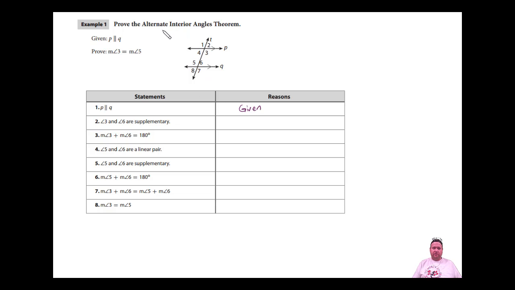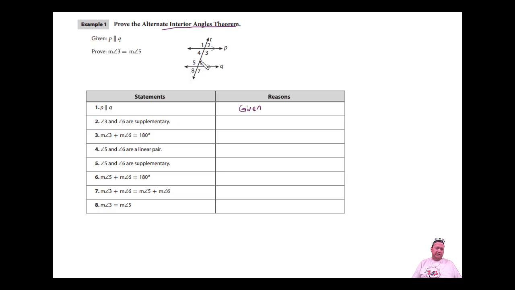We're trying to prove alternate interior angles are congruent, and so we want to prove 3 and 5 are the same. And in order for me to talk about 3 and 5, I really need to probably talk about the fact that 4 and 5 are same side interior angles. Those add up to 180. So do 3 and 6. And if 3 and 6 add up to 180, and 5 and 6 add up to 180, maybe you can see a relationship between 3 and 5.